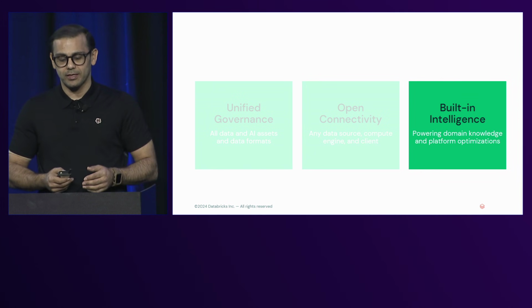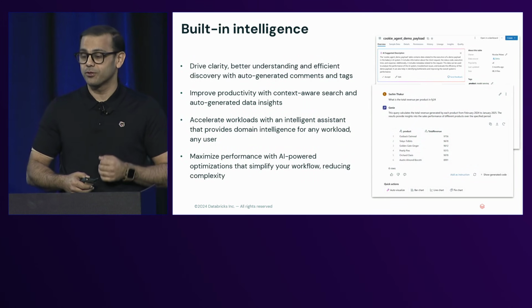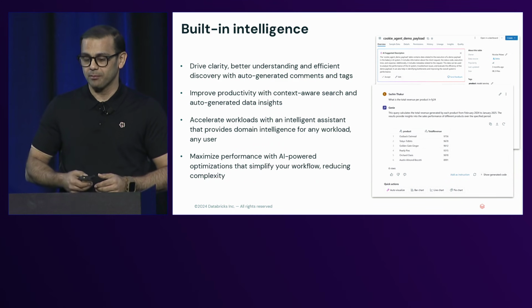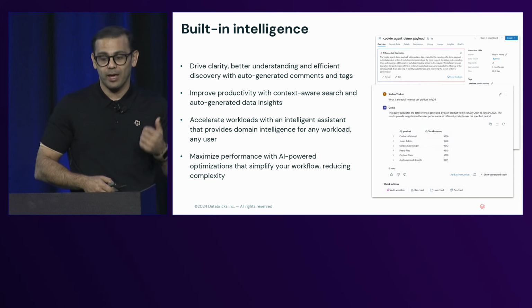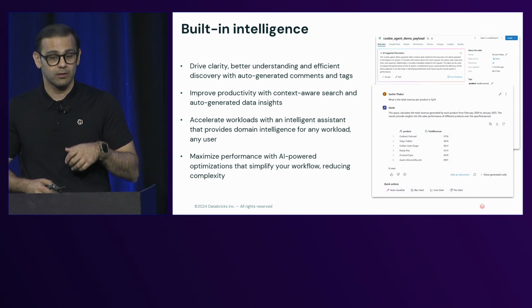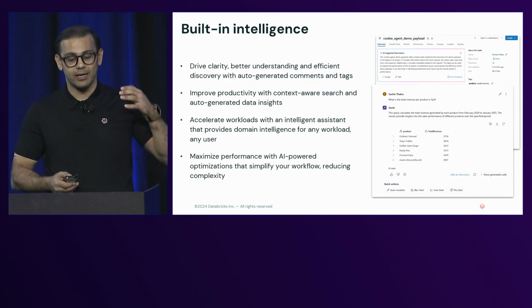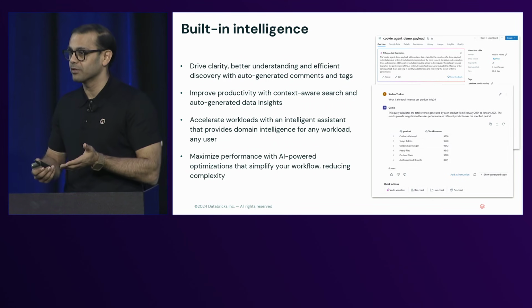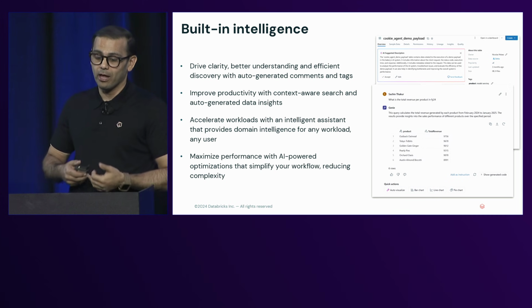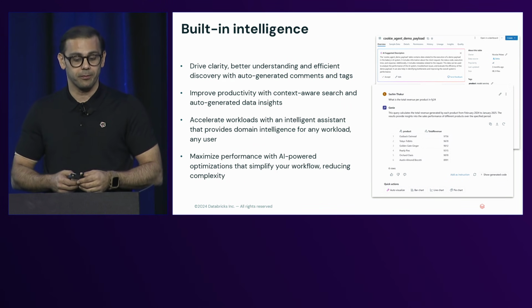So talking about built-in intelligence. Unity comes with an integrated AI that helps your teams improve productivity and build a competitive advantage. First, it provides AI-powered tagging and AI-generated comments at the column level and at the table level, or the asset level, by understanding the data and leveraging how that data is connected. This helps data owners with things like efficient documentation. And it also ultimately helps your consumers build a better understanding of data and drive clarity.